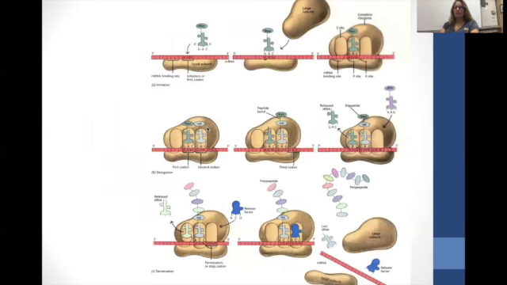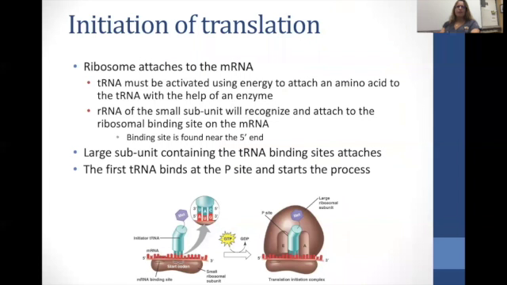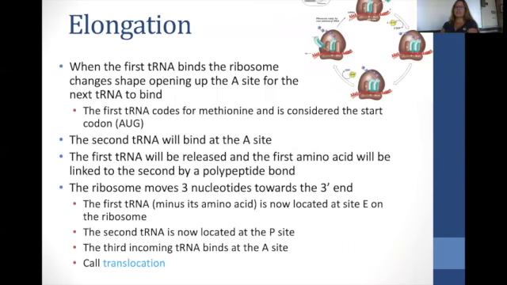Pictorial form again, take a second to look at this picture. So the initiation of translation. The ribosome attaches to the mRNA. The tRNA must be activated using energy to attach an amino acid to the tRNA with the help of an enzyme. The rRNA of the small subunit will recognize and attach to the ribosomal binding site on the mRNA near the 5' end. The large subunit containing the tRNA binding site attaches, and the first tRNA binds at the P site and begins the process. Then it's going to start elongating our amino acid.